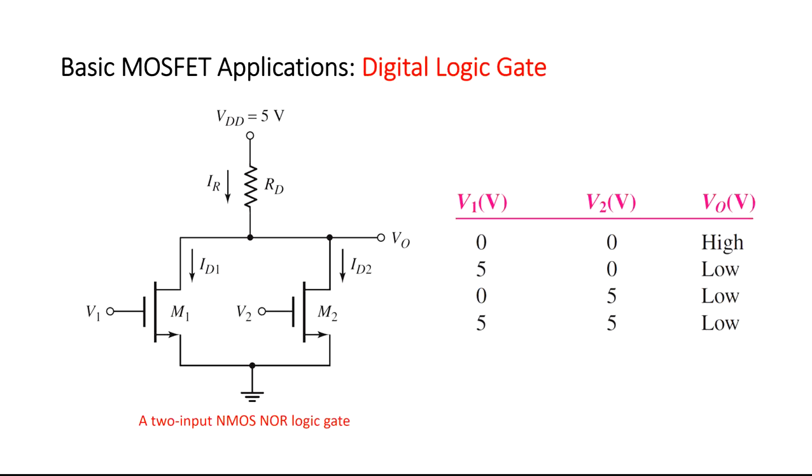The next MOSFET application is a 2-input NMOS NOR logic gate, shown in the slide. Its operation is introduced in the table. When at least one of the transistors becomes on, a current flows in the circuit, and due to the voltage drop on the resistor, the output becomes low. However, when both of the transistors are off, no current flows, and the output is high.